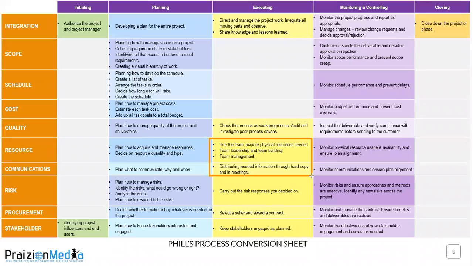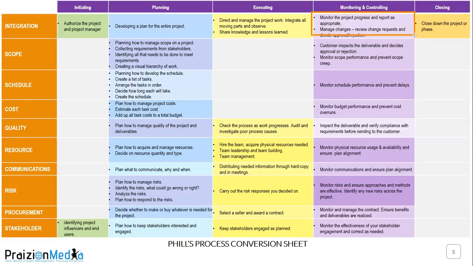Next, in communications, we're involved in distributing needed information through hard copy and in meetings. In risk, within executing, we carry out the risk responses that you decided on. In procurement, you select a seller and award a contract. In stakeholder, you keep stakeholders engaged as planned. Let's move on to monitoring and controlling.